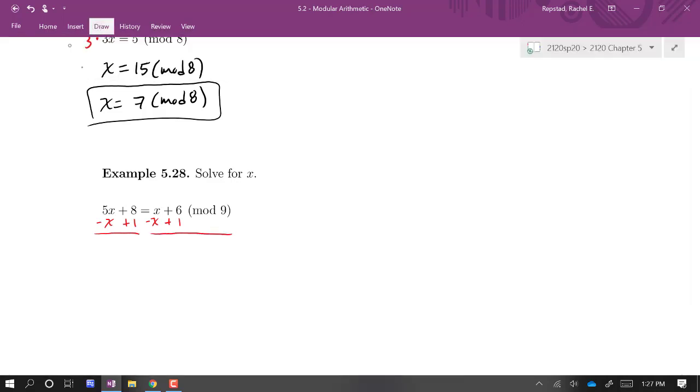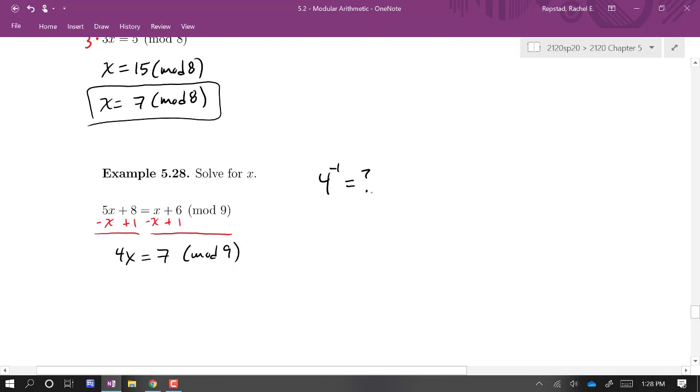So now I get 4x equals 7 mod 9. Now, to see if we can proceed, what we would want to do is divide by 4. Of course, we know that means we need a multiplicative inverse for 4. Does the inverse of 4 exist in Z9? It does, because the only prime divisor of 4 is 2, and 9 is just divisible by 3. So 4 and 9 are relatively prime, and we just need to figure out, what do I multiply by 4 to get 1 mod 9?